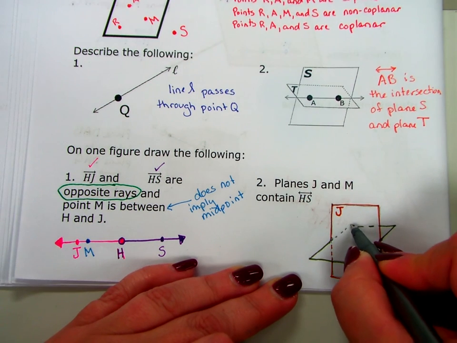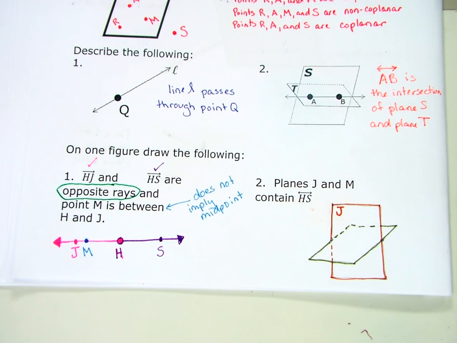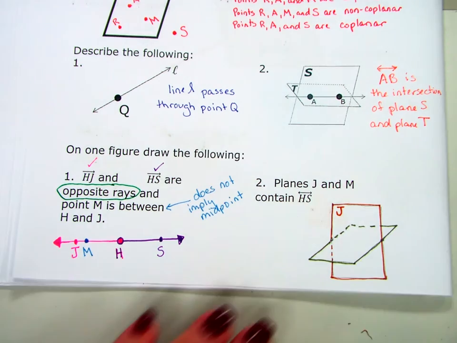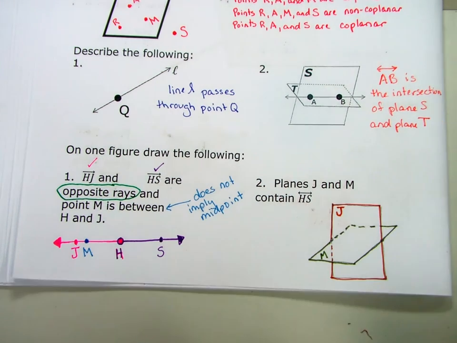Isn't that sad? I know. All right, and that's going to be plane M. So in one of my four corners, I'm going to put an M. I'm just going to put it here.